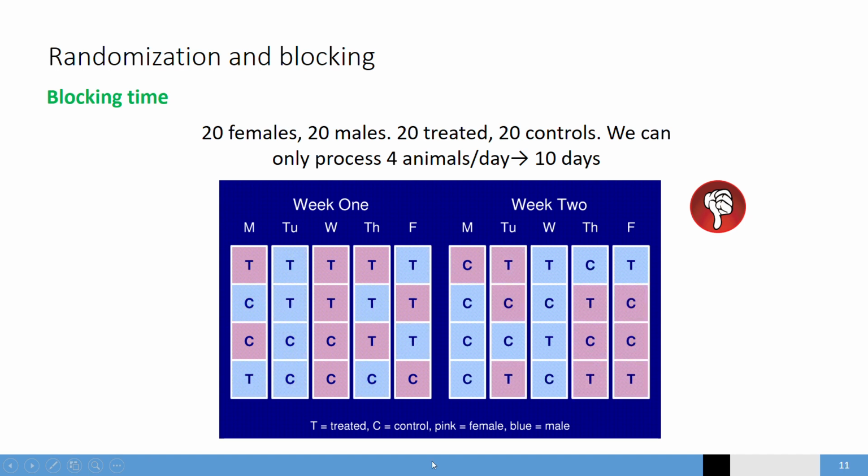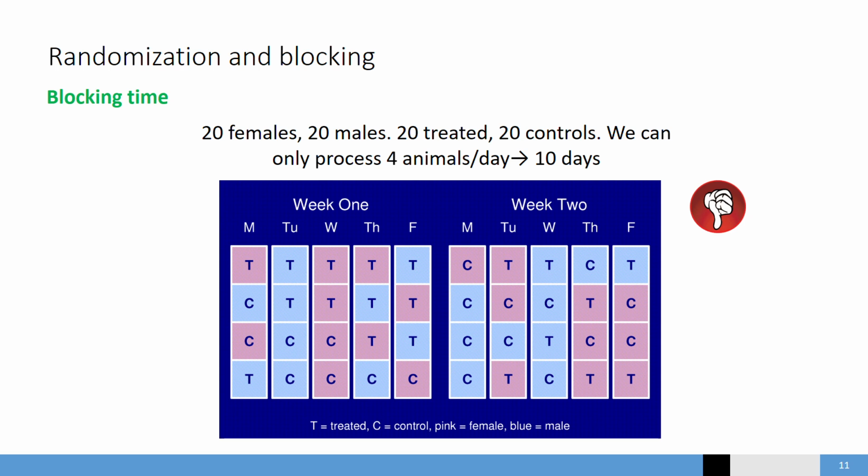So now this looks much better. Now we have the same number. You have females that are control and treatment, and the same for males. So you have control and treatment males, and now if you count the number of treated males and females, and the same for controls, they are balanced, so that's better. So the blocks in terms of sex are now balanced, so that's good.